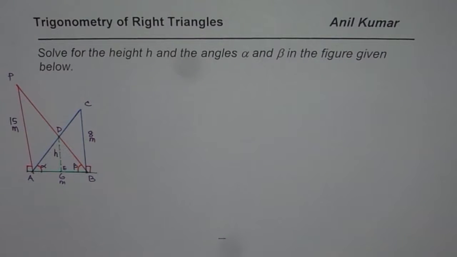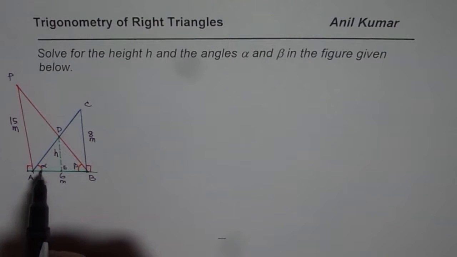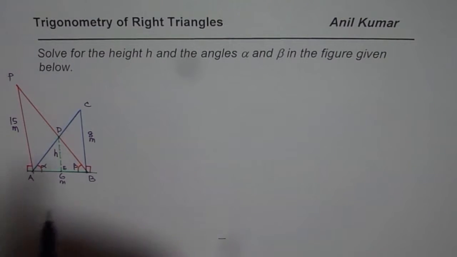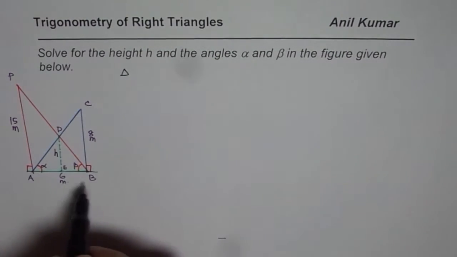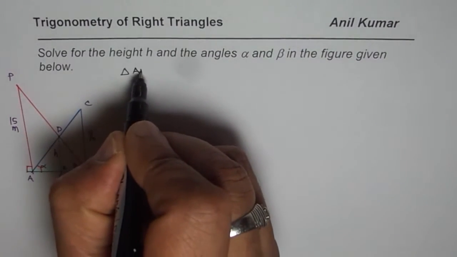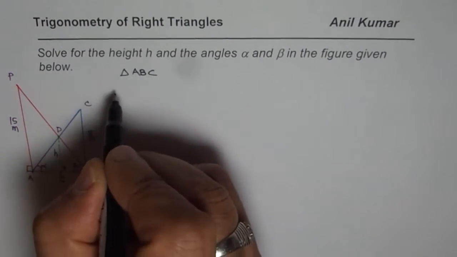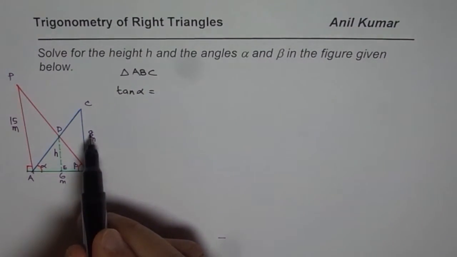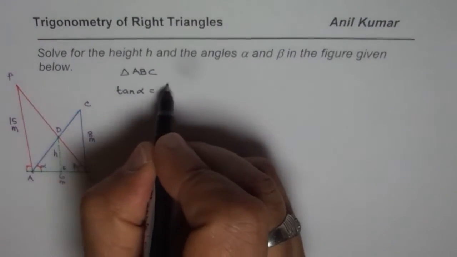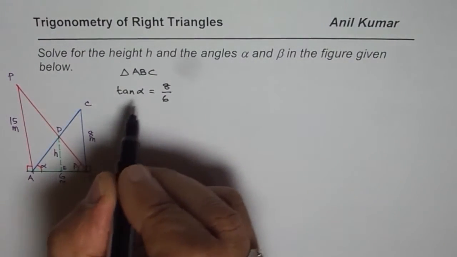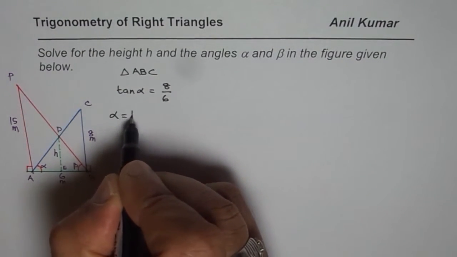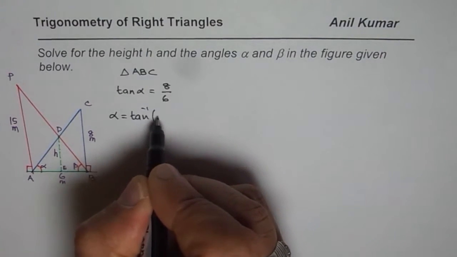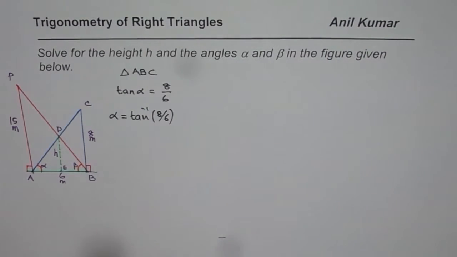You can pause the video, answer the question, and then look into my suggestions. Now let's begin by finding the angles first, the angles alpha and beta. If you consider the triangle ABC, then tan of alpha is equal to the opposite side of 8 divided by the adjacent of 6, which is 8 over 6. So we can use a calculator and find alpha as tan inverse of 8 over 6, correct?